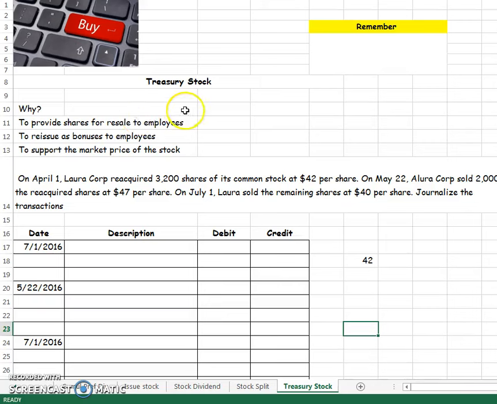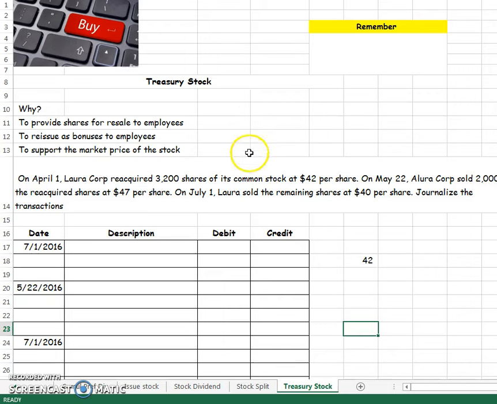Okay, let's talk about treasury stock. So what is treasury stock? Treasury stock is stock that you have previously issued and you're going to buy back. So let's say you're Apple Corporation and you've issued shares of stock and then you decide that you want to buy back your own company stock. If you do, you're going to call that treasury stock, and this is how you're going to account for it.